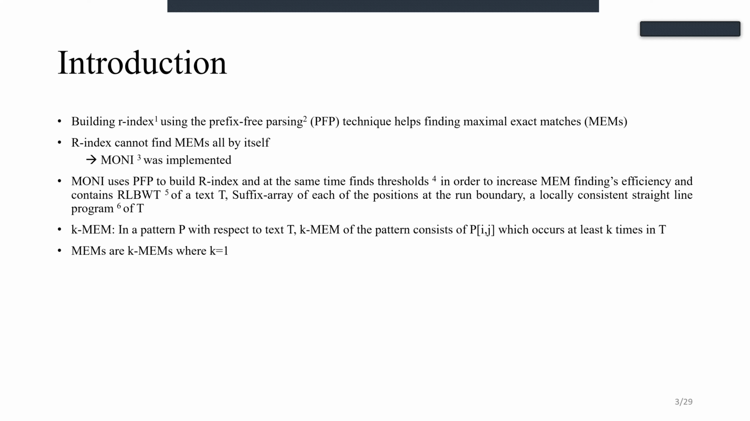K-MEMs are when, in a pattern P with respect to the text, there are parts of that pattern, say from position i to j, that occur in the text at least k times. So we can say that MEMs are kind of k-MEMs, where k is equal to 1.